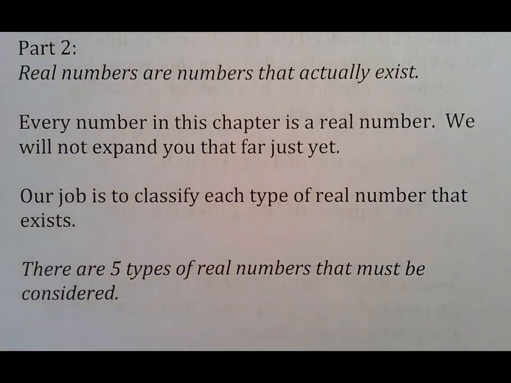Real numbers are numbers that actually exist. These are all different number types. So real numbers is one type. Every number in this chapter is a real number. We will not expand you that far just yet. Our job is to classify each type of real number that exists, and right now there are 5 that must be considered.